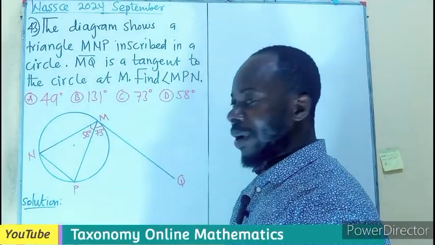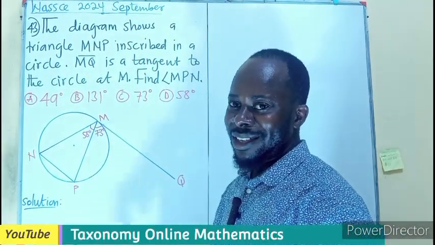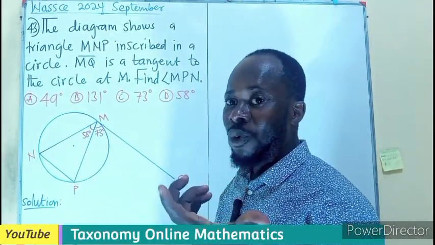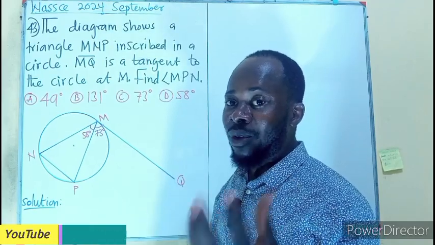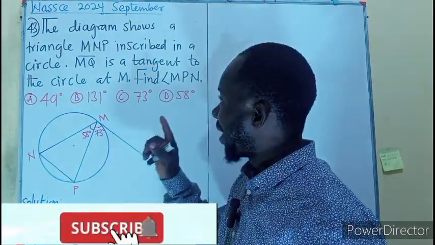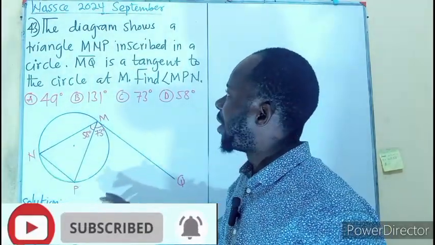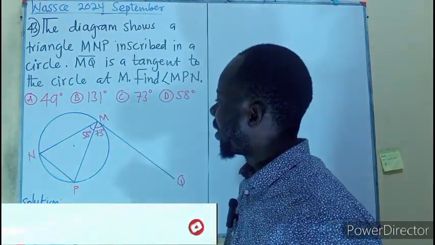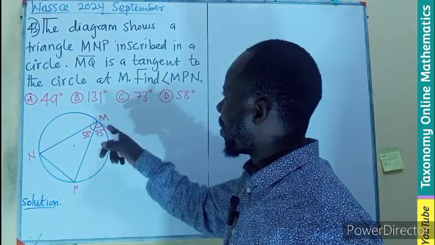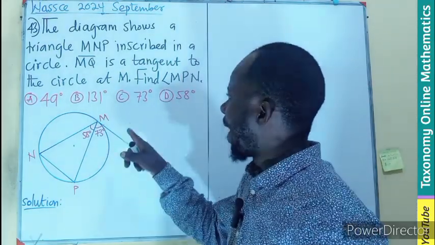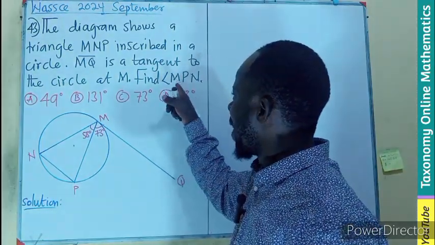Looking at this circle theorem, I bet you can provide the answer to this in a minute if you have the theorems at your fingertips. We have a diagram that shows a triangle MNP inscribed in a circle. Then MN is a tangent to the circle at M. We are finding the angle MPN.